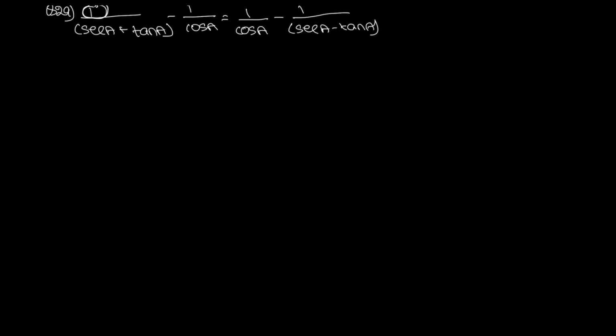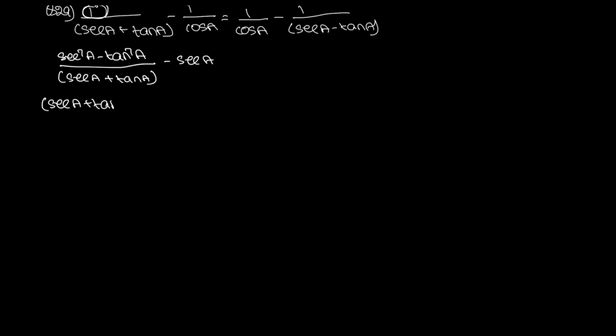Here we have 1, which can be written as secant square A minus tan square A from our identities, and the denominator remains same, which is secant A plus tan A. And here we have inverse of cos. Inverse of cos can be written as secant A. Let's expand this numerator in the form of A square minus B square. We'll get it as A plus B into A minus B, secant A minus tan A, and the denominator remains same, which is secant A plus tan A, and we have our second term, which is secant A.